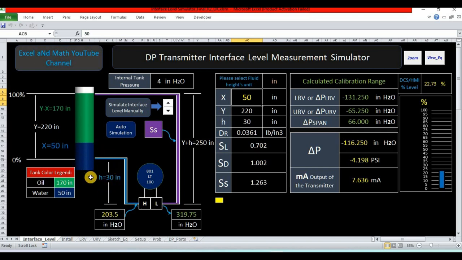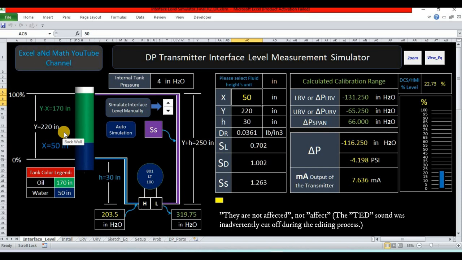The simulation has just been completed, and we have seen that as the water level represented by this variable X changes, the pressure at the high pressure port changes proportionally, while the pressure at the low pressure port remains constant. We also observe that the LRV, URV, and span values remain unchanged throughout the simulation. This is simply because these variables do not depend on the water level X, and therefore they are not affected since their equations do not contain X as a variable.